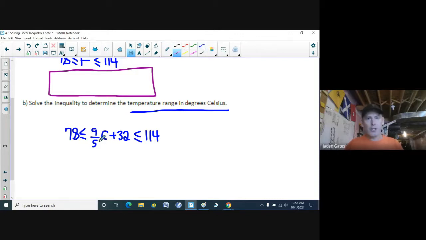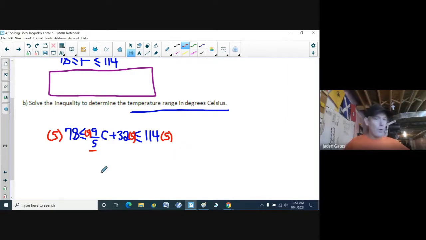Now we have a fraction, right? And I'm going to clear the fractions by multiplying by the lowest common multiple of all the denominators. Well, I only have one denominator, 5 here. So the lowest common multiple, if there's only one, then it's got to be it. So I'm going to multiply every term by 5. I'm going to have to multiply that 32 by 5, and I'm going to have to multiply 114 by 5.